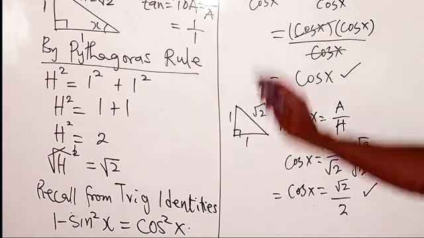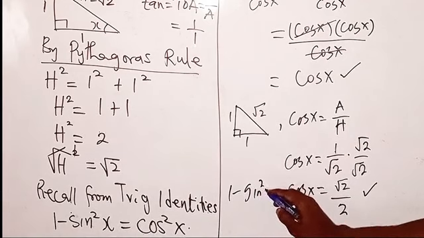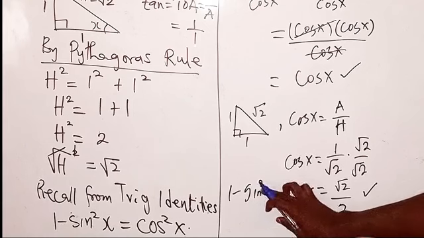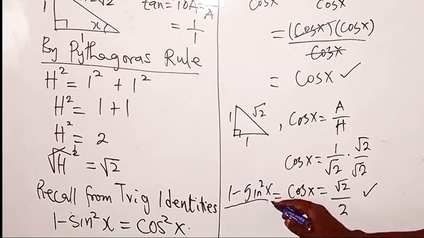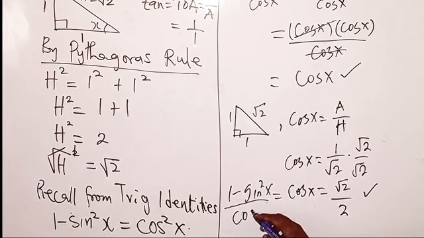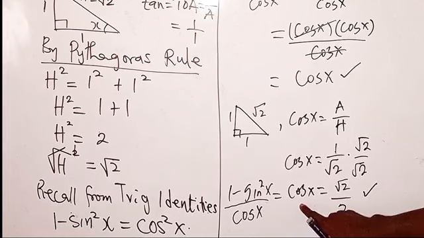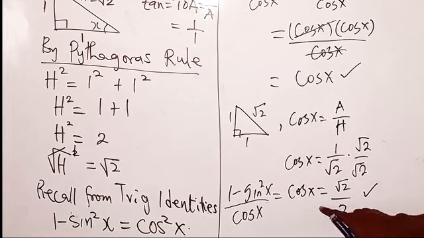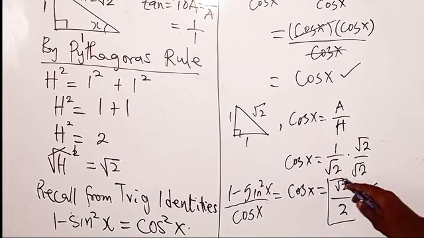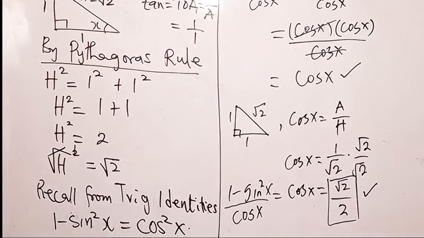Then this is equal to 1 minus sine square x, all over cos x. When we reduce this, we are given cos x, and according to what we have here, cos x is root 2 over 2, and that's the end. So therefore, root 2 over 2 is the solution to the problem, right? And you can check for more questions from your WAEC series, past questions, so that you can see more questions like this. You can try and solve.